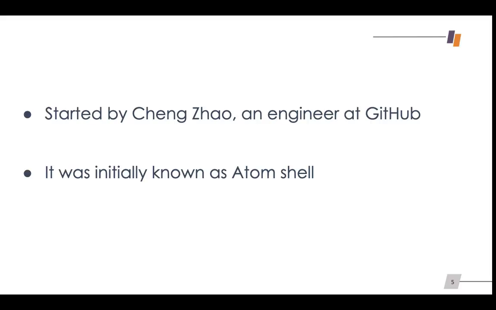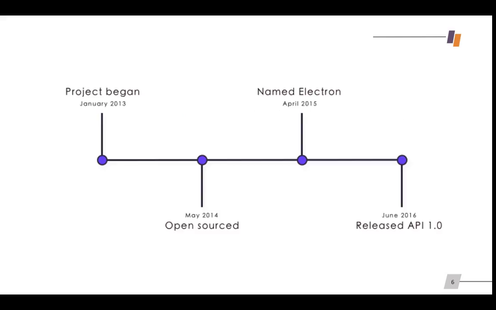Electron was initially known as Atom Shell, and it became open source in 2014. So the whole thing started in January 2013, and in the same year, July 2013, Atom Shell was born. A year later, in May 2014, it became open source, and another year later, it was renamed to Electron. Now, in June 2016, the first version of Electron was released, and here we are 3 years after that from version 1, and we are on version 5.0 of Electron.